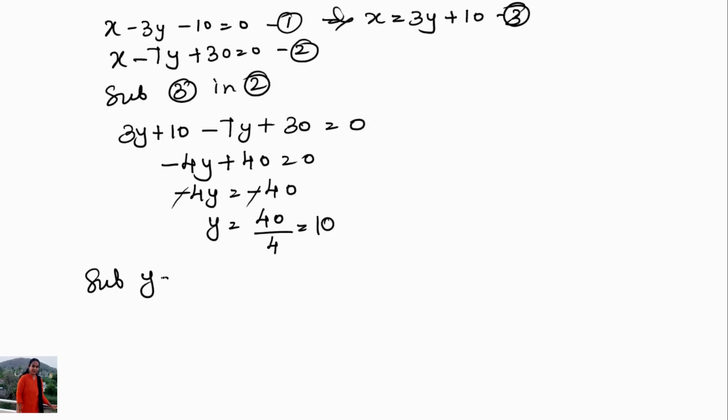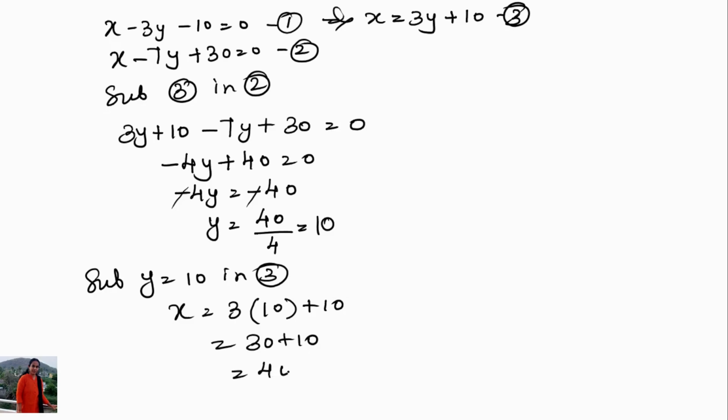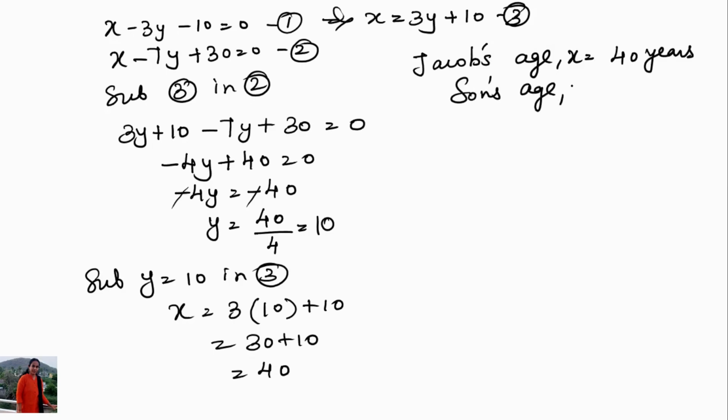So we have to substitute y is equal to 10 in the third equation. So x is equal to 3 into 10 plus 10. So 3 into 10 is 30 plus 10, which is equal to 40. So we assumed Jacob's age as x, which is equal to 40 years. In the same way, son's age, which we assumed as y, is equal to 10 years. So this is the solution.